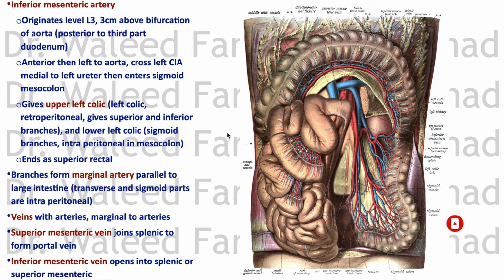Okay, this is the basic anatomy of the large intestine, its blood and nerve supply, and its arrangement. I hope you got the maximum benefit from this lecture, and thank you very much for watching.